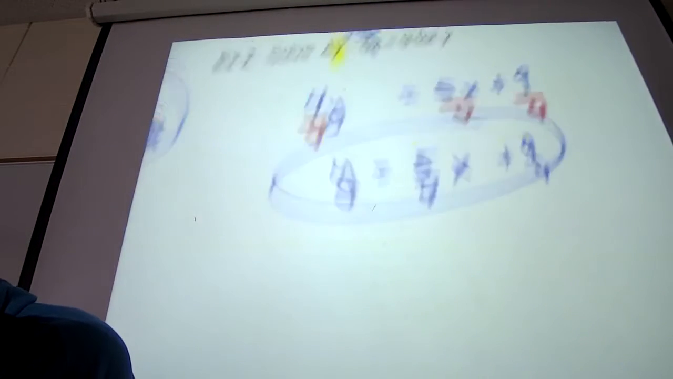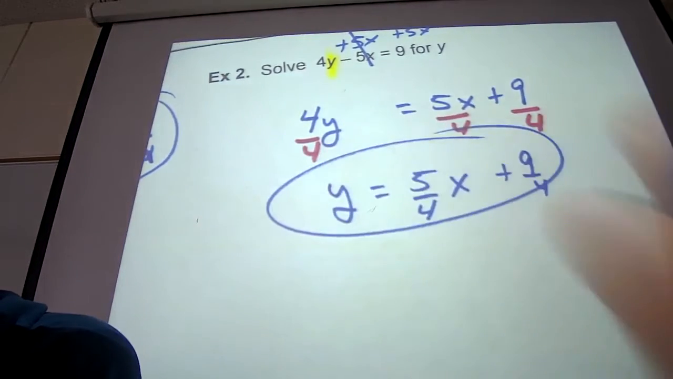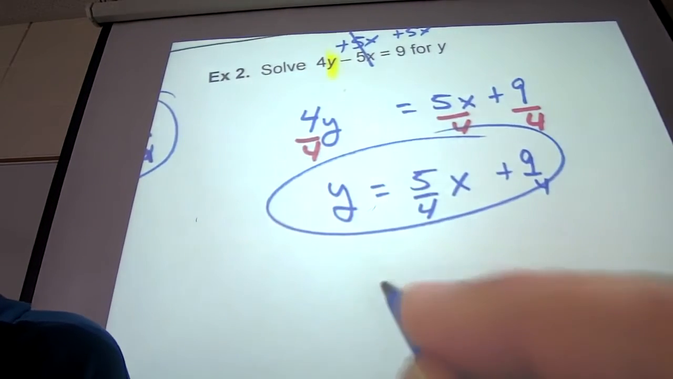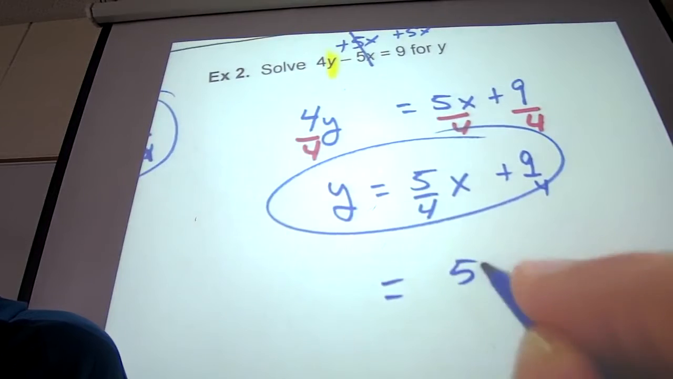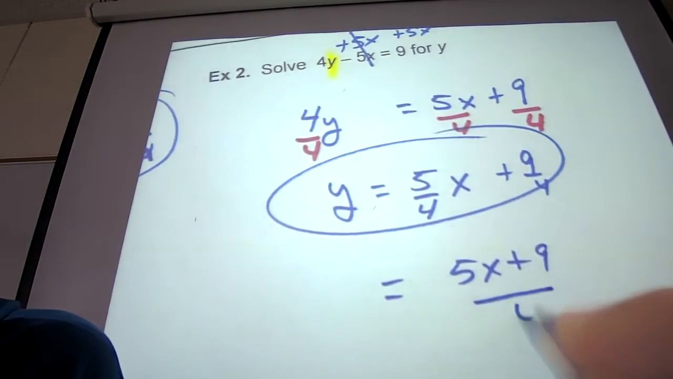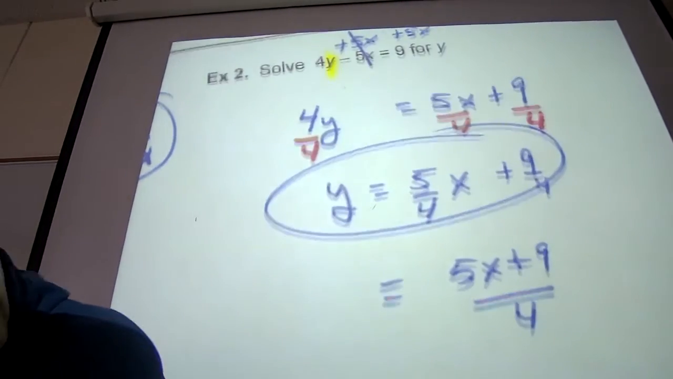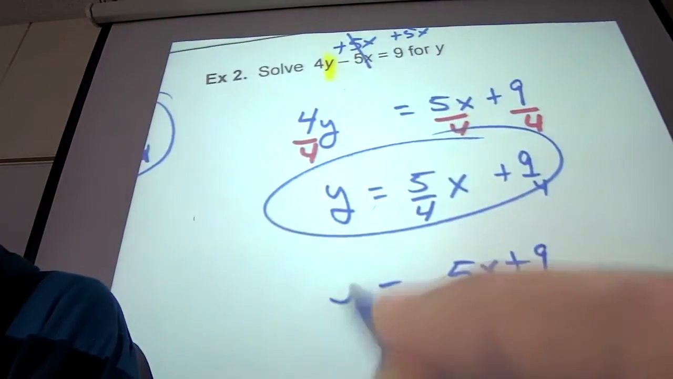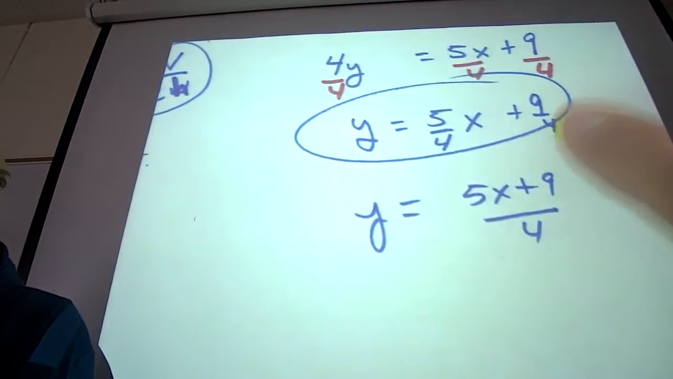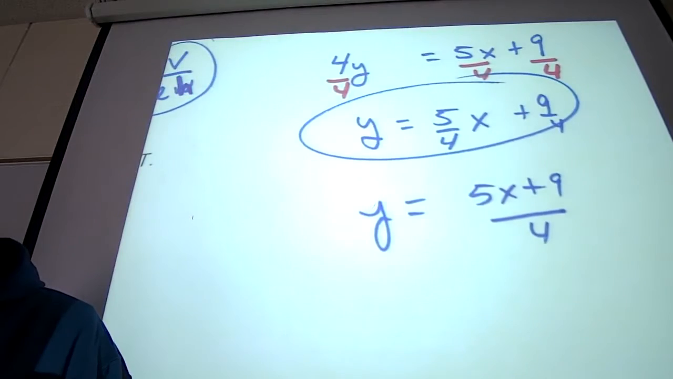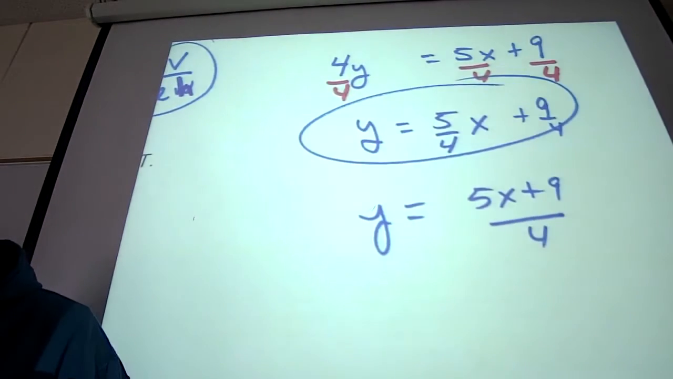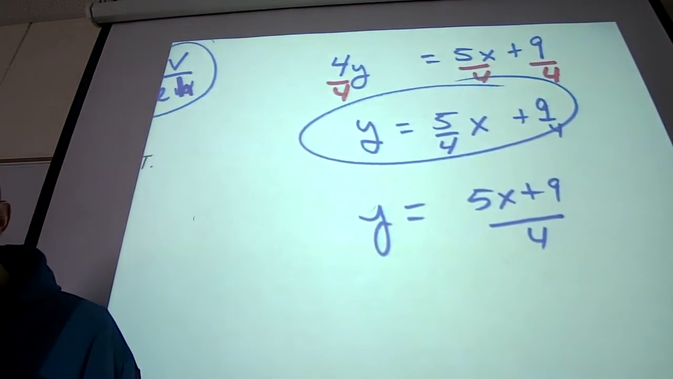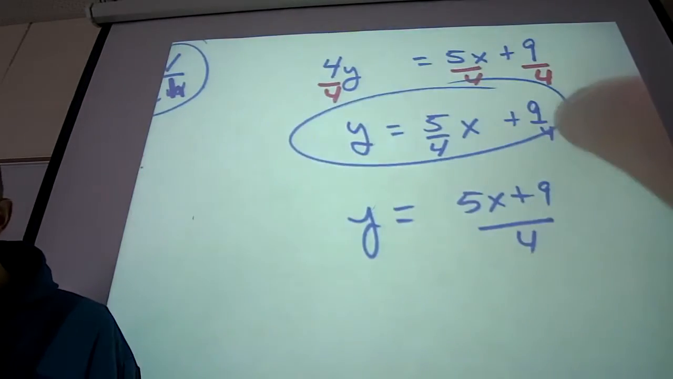Okay. The other option is if you divide that whole side, MyMathLab would also accept (5x + 9)/4. I don't love it like that. Okay, they would accept that. I don't love that. I would prefer this. But MyMathLab should accept that. Okay, I prefer this though.